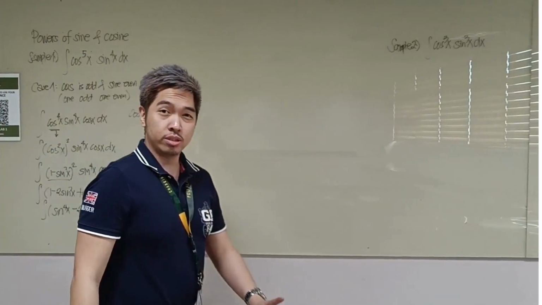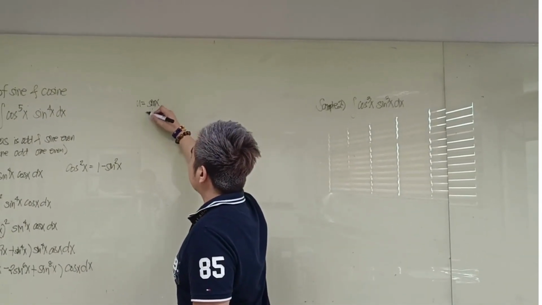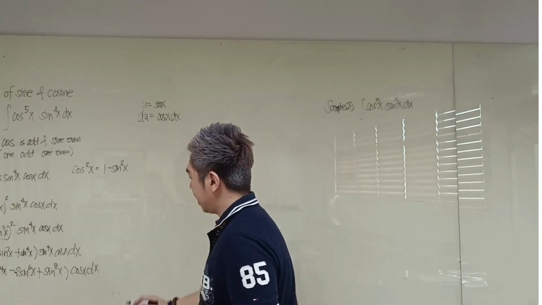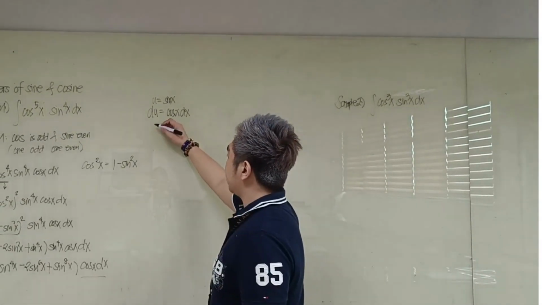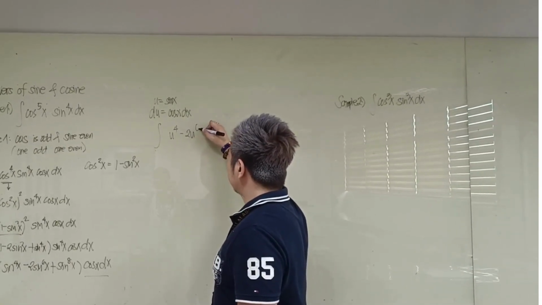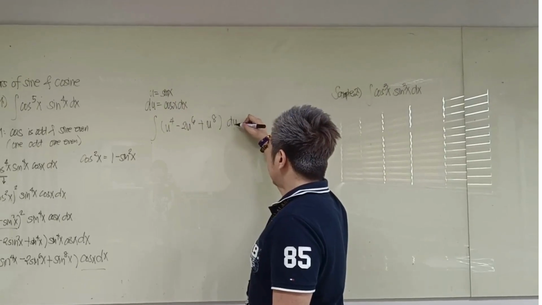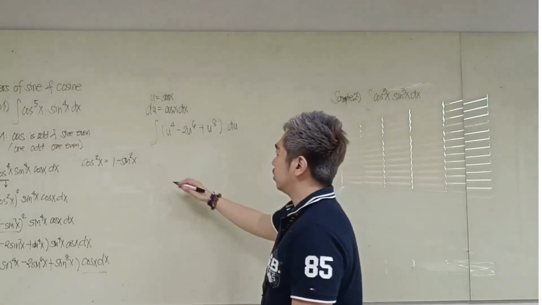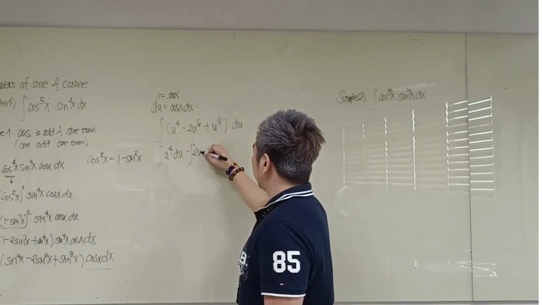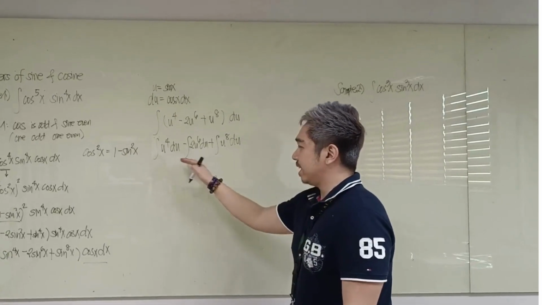Now, we can apply u substitution such that if we let u be equal to sine x, the derivative of u, or du, is equal to cosine x dx, and this is cosine x dx. Therefore, we have the integral of u raised to 4 minus 2u raised to 6 plus u raised to 8, quantity, du. So this is the integral of u raised to 4 du minus the integral of 2u raised to 6 du plus the integral of u raised to 8 du. So everything is integrable.